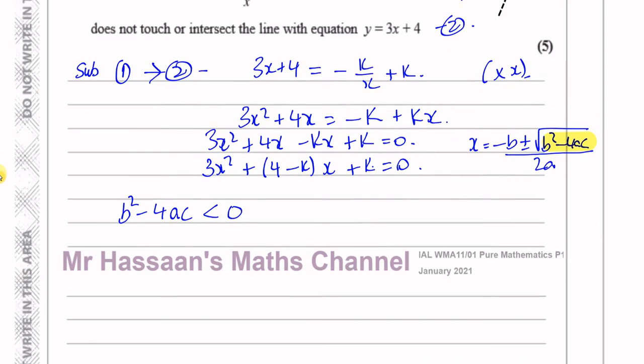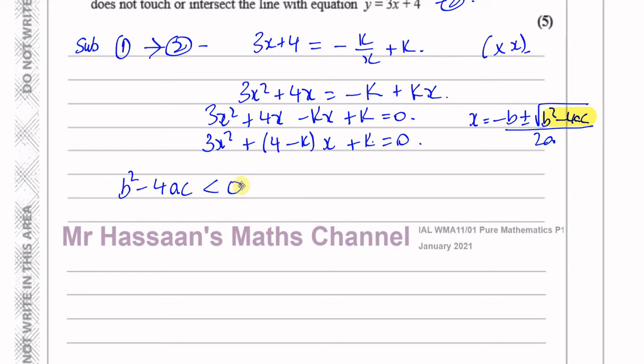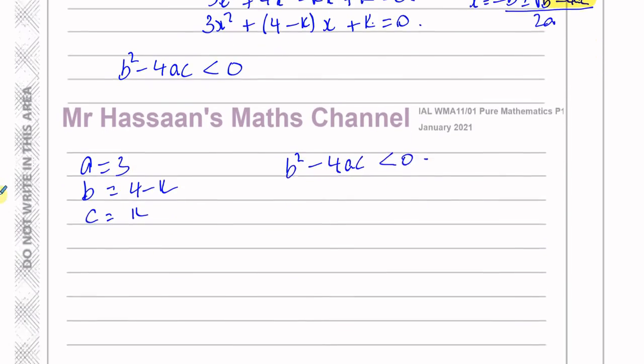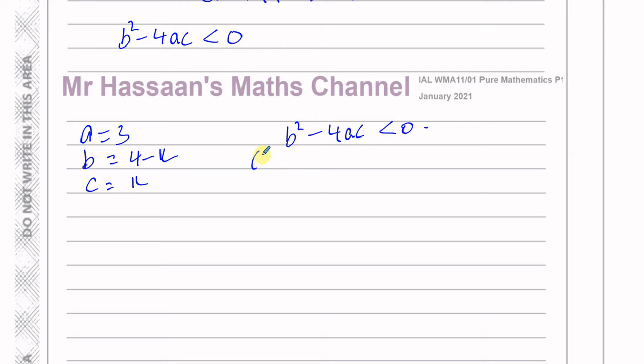So we can say here that we want to find where b squared minus 4ac is less than 0. That will tell me the values of k for which there will be no solution, because this equation here was made by substituting one of those equations into the other. So here our value of a is the coefficient of x squared, which is 3. Our value of b is the coefficient of x, which is 4 minus k. And our value of c is the constant, which is k. So we know that b squared minus 4ac has to be less than 0. So let's make an inequality and solve it. b is 4 minus k, so you have (4 minus k) squared minus 4 times 3 times k has to be less than 0.